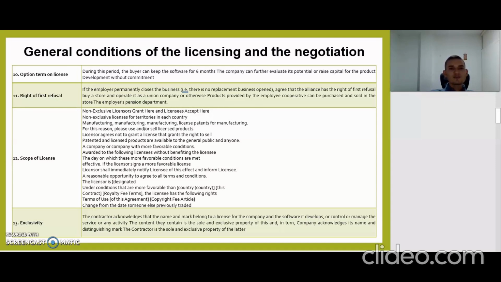11. Right of first refusal. If employer permanently closes its business. And 12. Scope of license. This non-disclosed license can here and license access here and many scope of license.